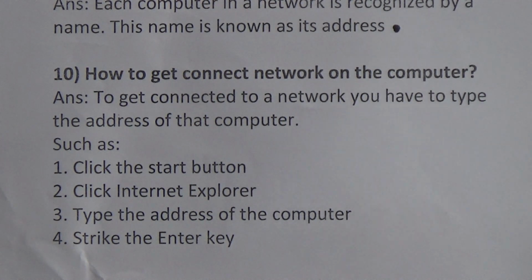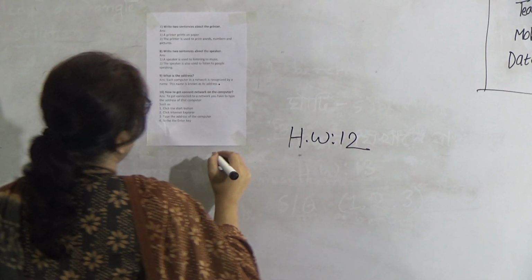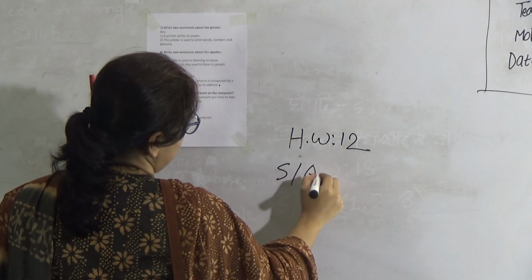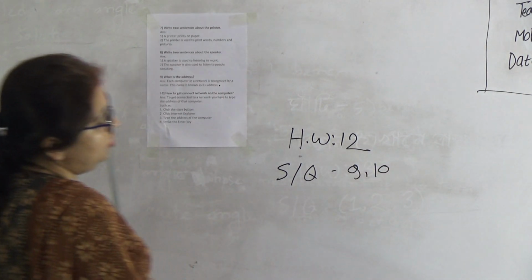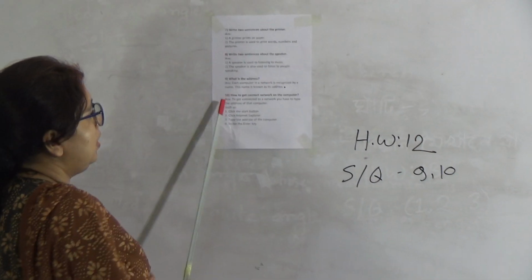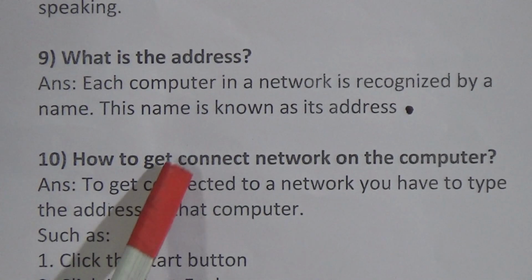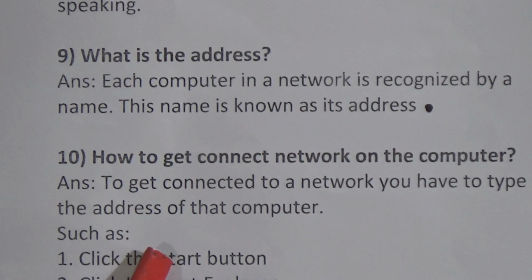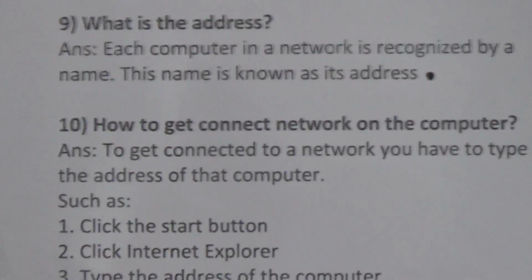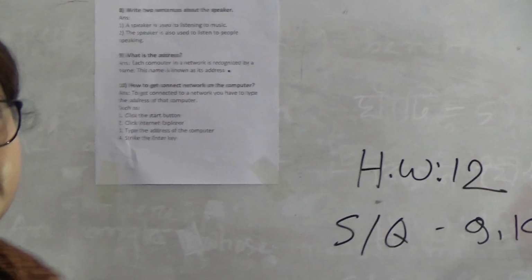So dear students, your homework will be homework number 12 and short questions number 9 and 10. Question number 9, what is the address? And question number 10, how to get connected to a network on the computer. So this is the most important for your half yearly examination. So dear students, practice at your home properly and regularly, and take care about the spelling.